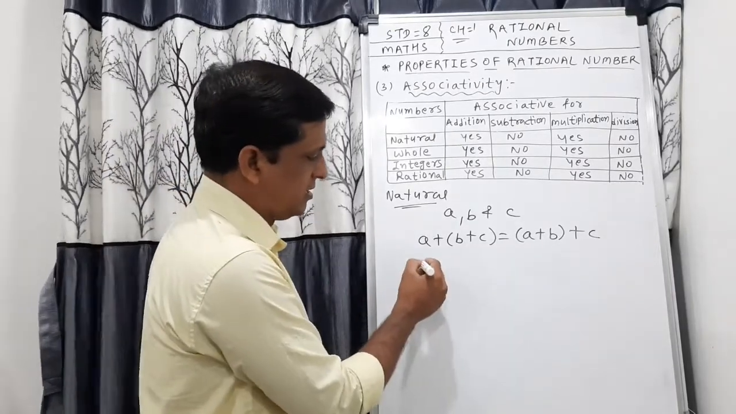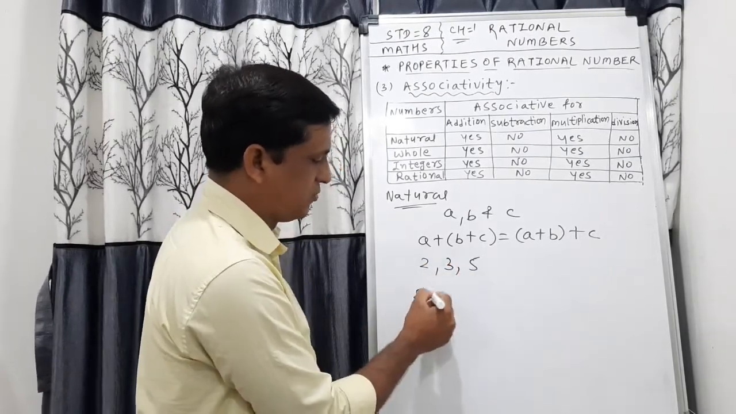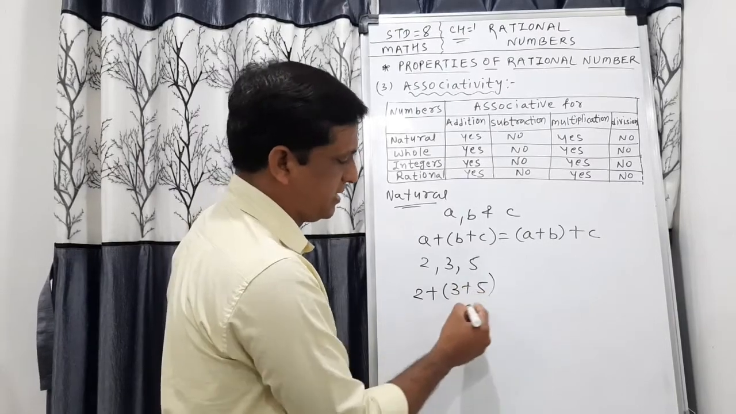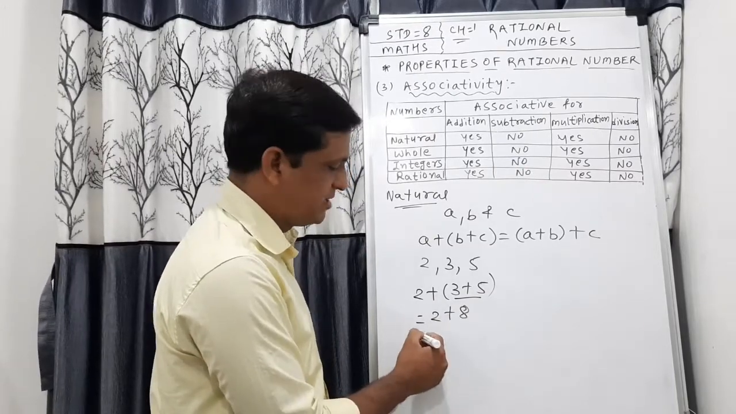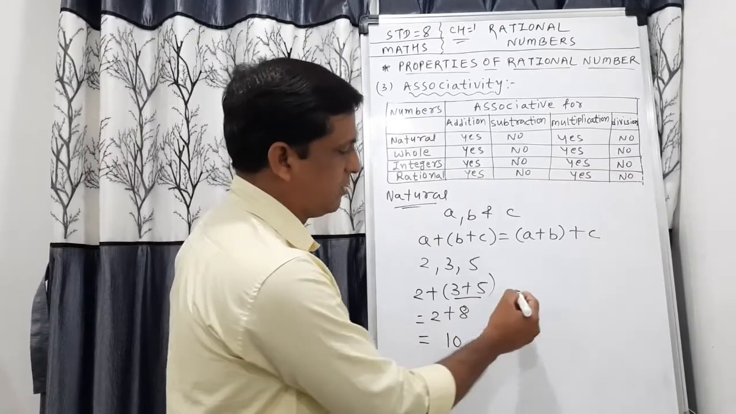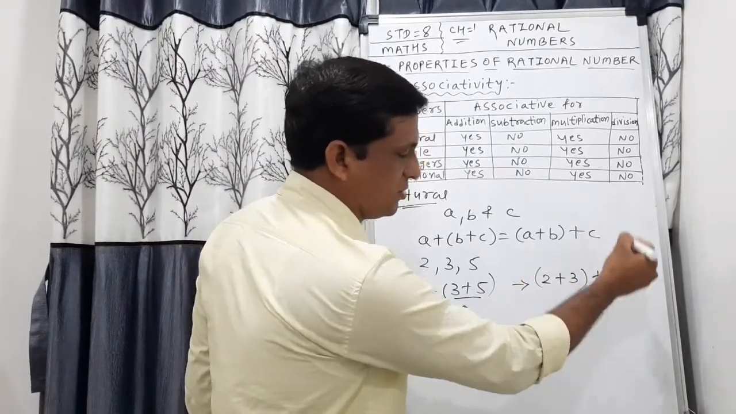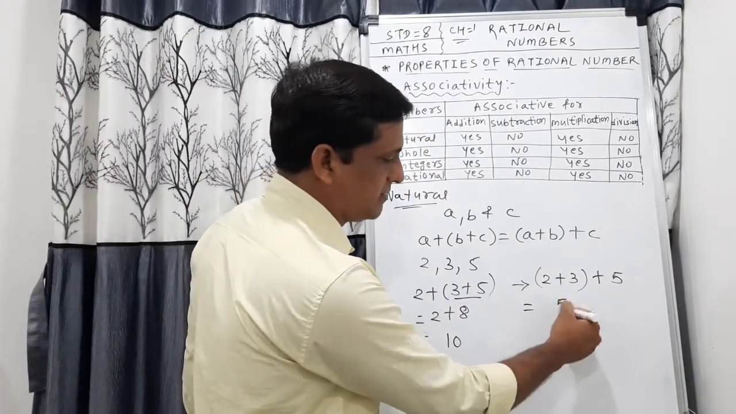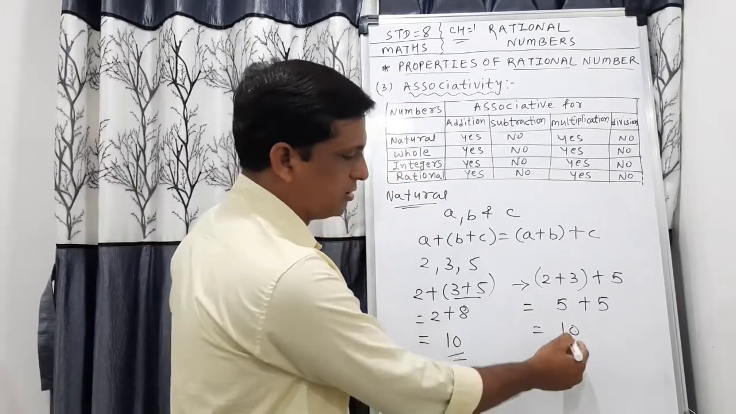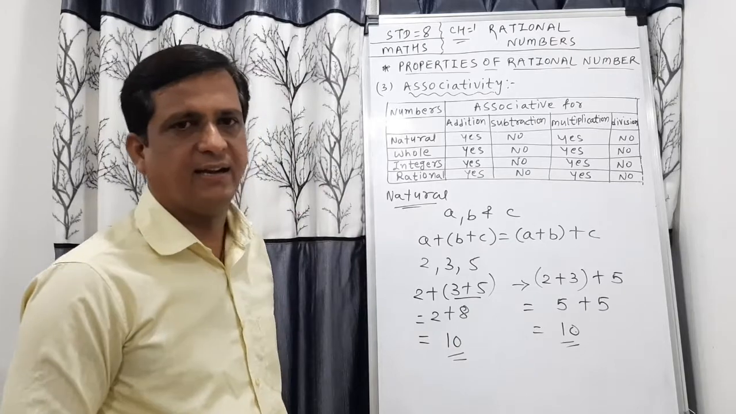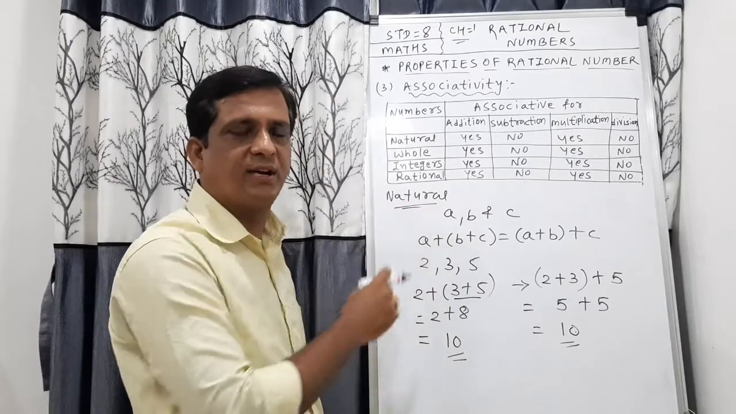Suppose we are taking three natural numbers, that is 2, 3 and 5. So (2 + 3) + 5 is equal to 8 plus 2, that is 10. Now we are taking 2 + (3 + 5): 3 plus 5 is 8, and 2 plus 8 is equal to 10. So here on both sides the answer is the same. Then we can say that associative property is valid for natural numbers for addition.